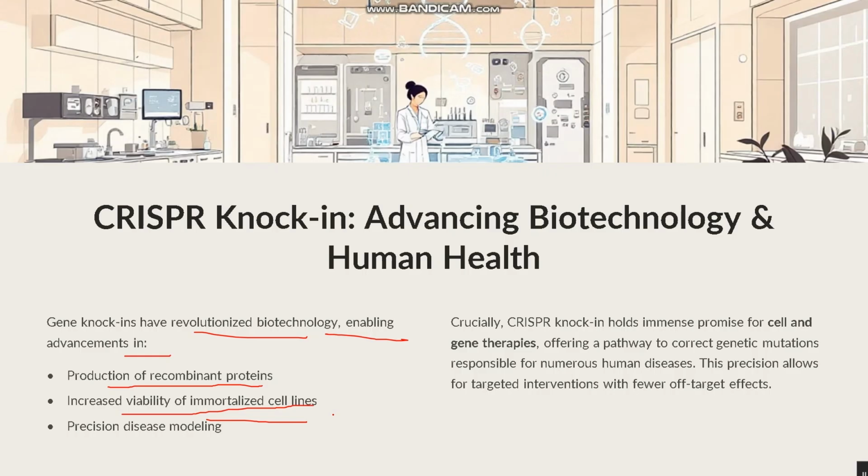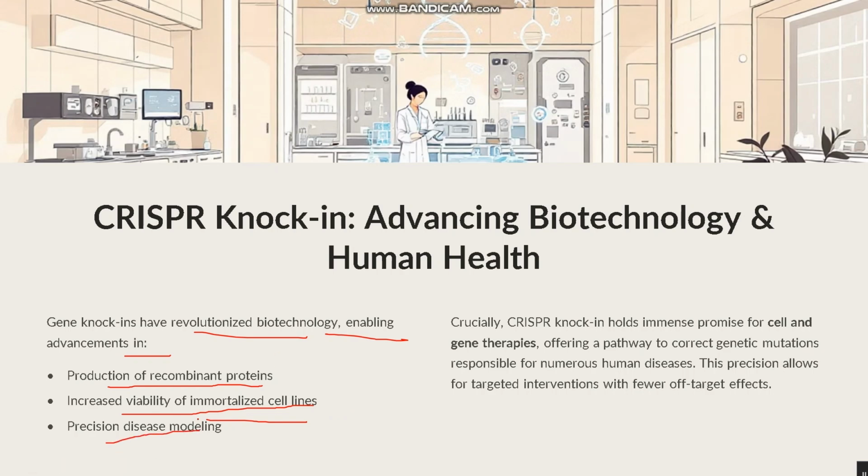In viability, there is a probability to not die, first of all. And the second one, there will be no introduction of errors. So this can be increased by using gene knock-ins. And at the end, precision disease modeling.